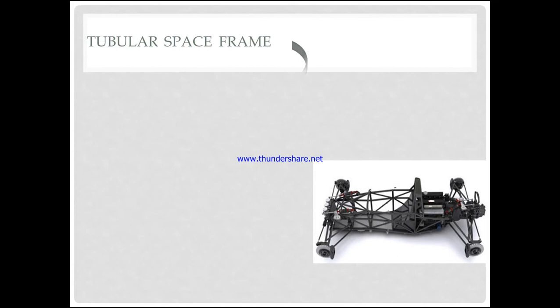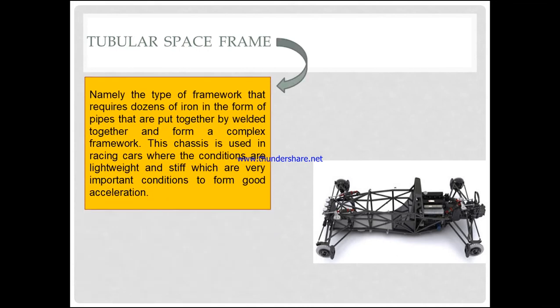Tubular space frame, namely a type of framework that requires dozens of iron pieces in the form of pipes. They are put together and welded together to form complex frameworks. This chassis is used in racing cars, where the conditions are lightweight and stiff or rigid, which are very important conditions to form good acceleration.